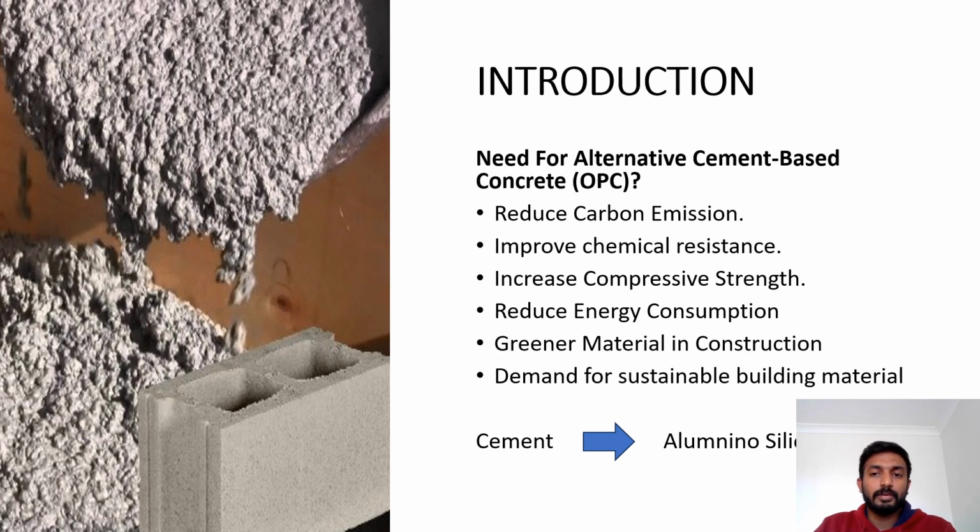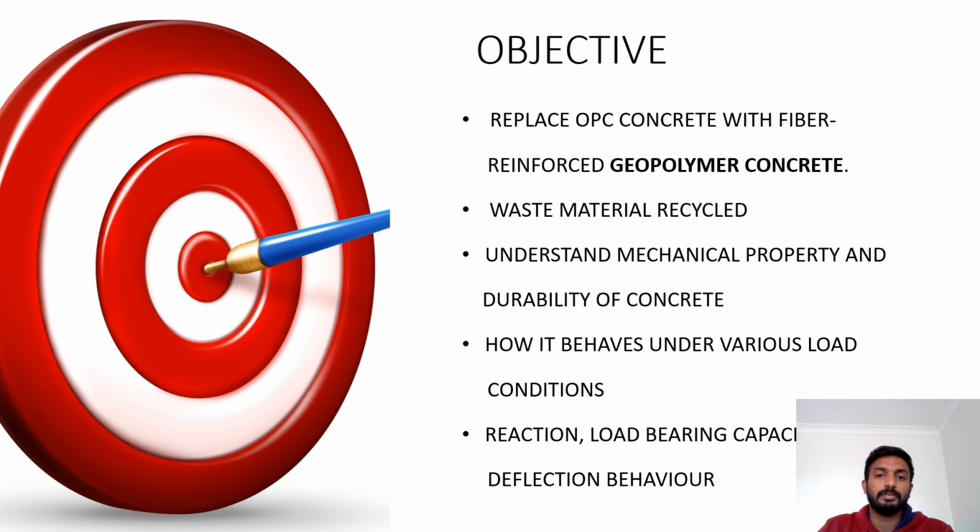What is the need for an alternative to cement-based concrete? To reduce the carbon emission, to improve the chemical resistance, to increase the compressive strength, to reduce the energy consumption, and to make a greener material in construction. The demand for sustainable building material is increasing day by day. In fiber reinforced geopolymer concrete, we use aluminum silicate instead of cement.